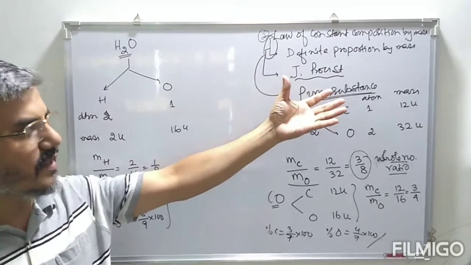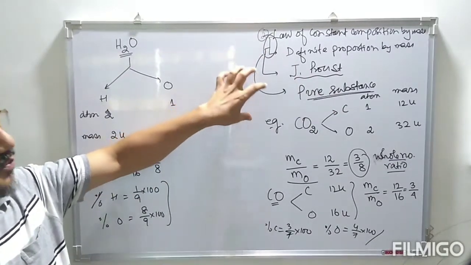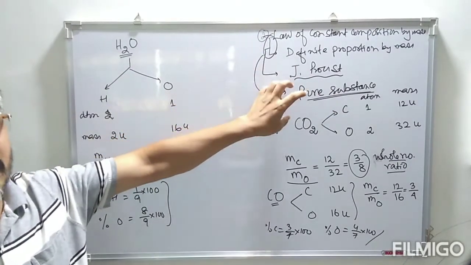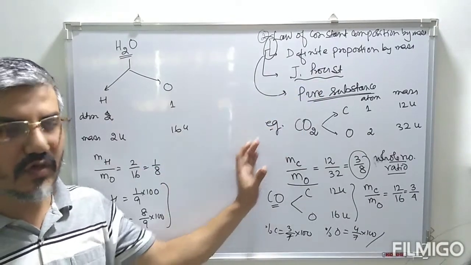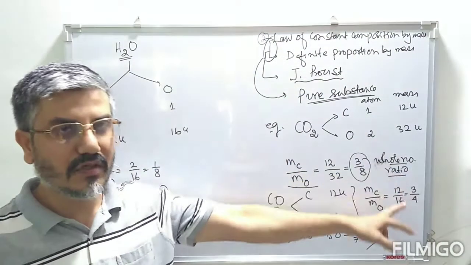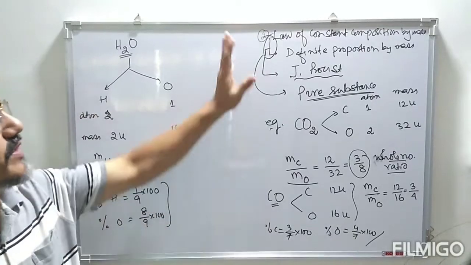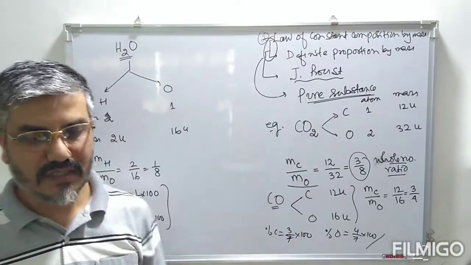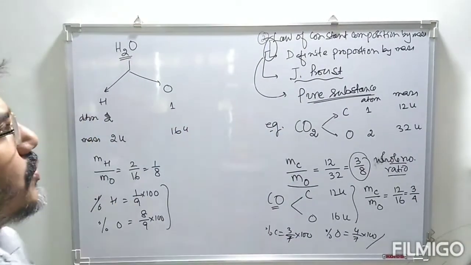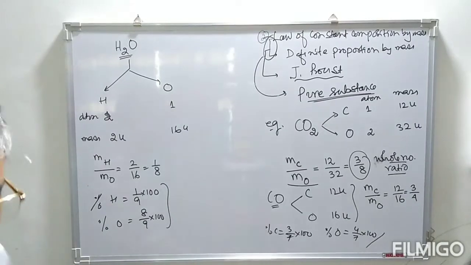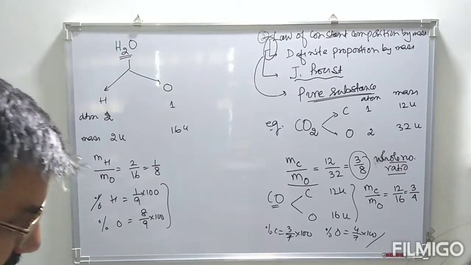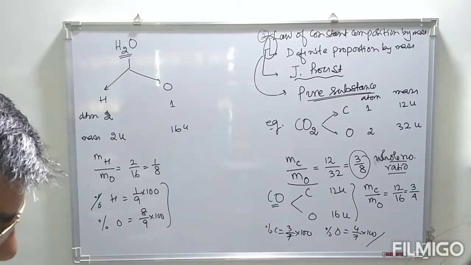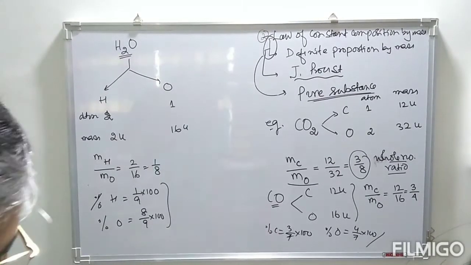I repeat, for a pure substance, irrespective of the source, the combining atomic mass ratio will always follow a simple whole number. So this is what we call the law of constant composition, or law of definite proportion by mass. Once we know this law, let me explain it by use of another example.